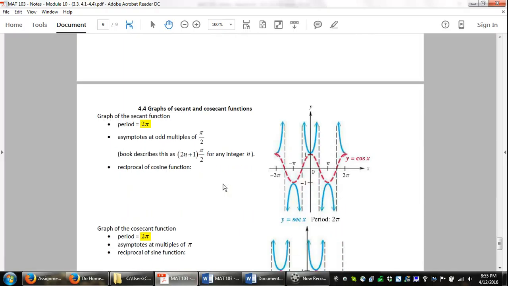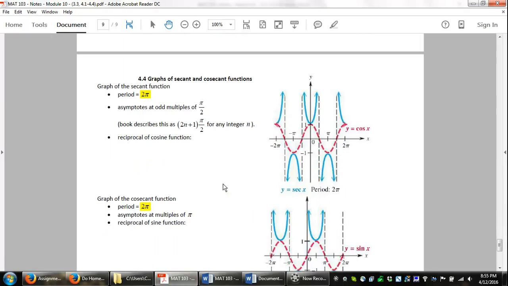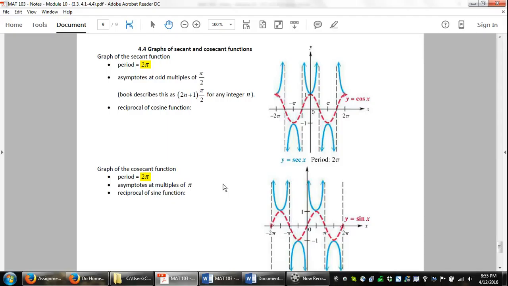Okay, I can also go ahead and start on 4.4. Actually, we can do 4.4 in the same video. 4.4 I've got drawn here, your secant and cosecant graphs drawn along with their reciprocal functions. Secant is the reciprocal of cosine. So what that means is if you take 1 and divide it by your cosine value at any given point, that would give you your secant.